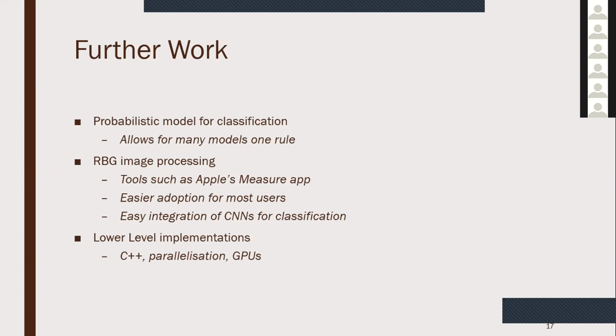That's using techniques such as Apple's Measure app, which can find objects in the 3D space and deal with that. And in fact, RGB images are much easier to do convolutional neural network classification and things like that. And then finally, a lot of the work that I've been doing is offline. I've been doing it largely in Python and similarly related high-level languages. I'd like to look at lower-level implementations, which would obviously give you much more benefit of speed and allow you to do these processes much more online.